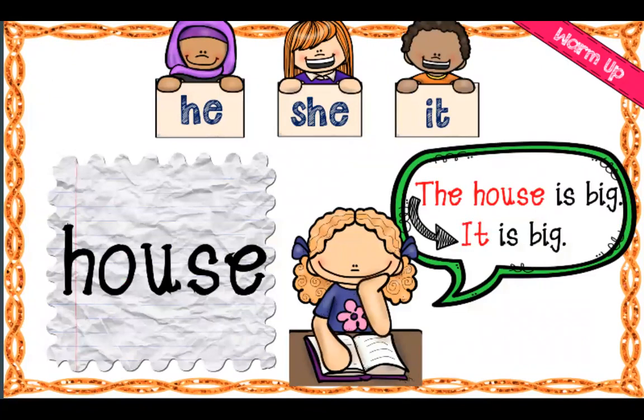Okay, look at the word on the paper. It says what? House. Yes. So over here it says the house is big. How can we change that, the house, to make it a pronoun and make the sentence a little shorter? Should we use he, she, or it for the house? We should use it. It is a pronoun that works for a house because a house is not a boy or a girl or a man or a woman, is it? It's a thing. It's an it. It is big.